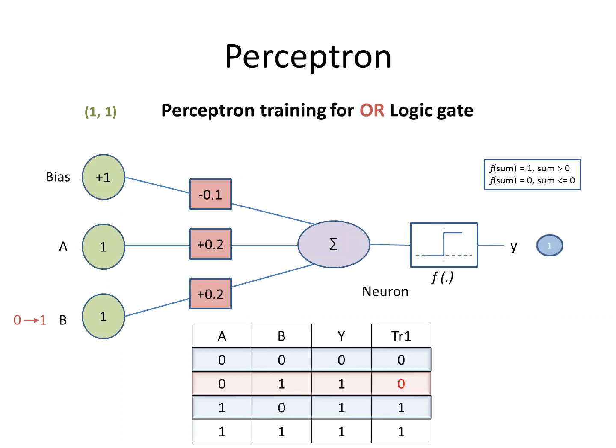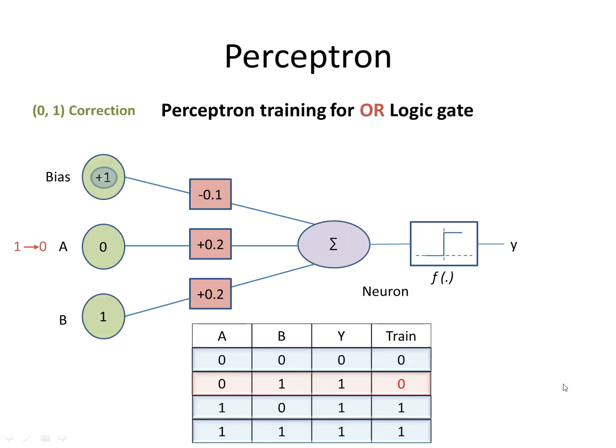So this is correct. After the optimization, let's check if this weight optimization gives me the correct output for 0 1. The bias gives me the output as -0.1, first input 0, second input 0.2, that is 0.1. So yes, after passing through the threshold function it gives me the output as 1. So here the weight is optimized.